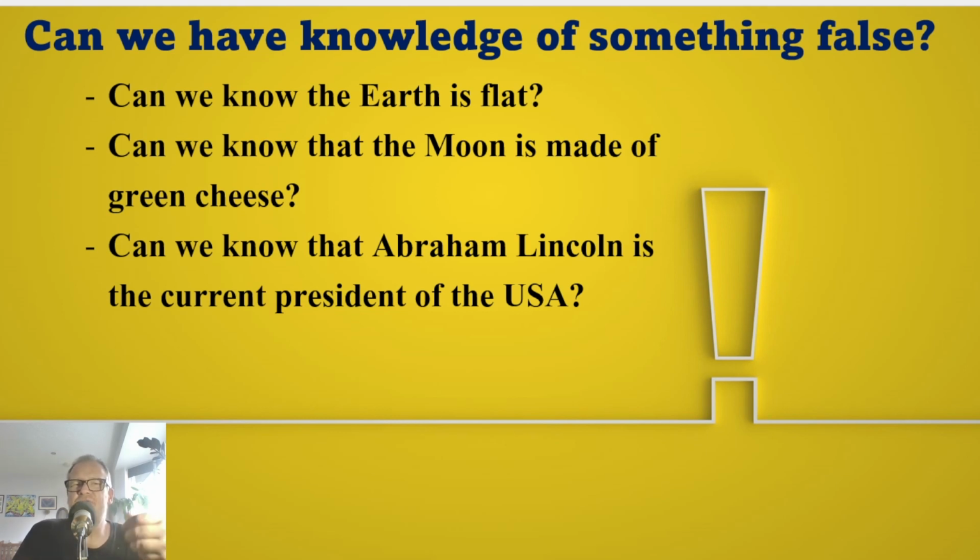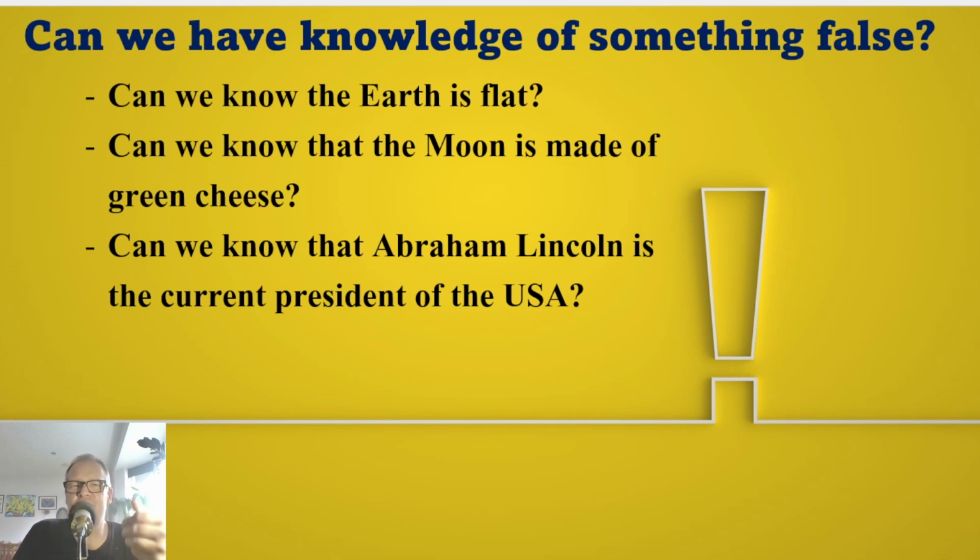Can we know something that's false? Or can we know something that's not true? And what I mean here is not to say can we know that something isn't true, but can we have knowledge of something that is false? So as you can see on the screen, can we know that the Earth is flat, or the moon is made of green cheese, or that Abraham Lincoln is the current president of the USA? All of these things are false, and we might even have justifications for believing these things. But if it's false, can we say that we have knowledge of it? We can claim to know it, but do we actually know it?